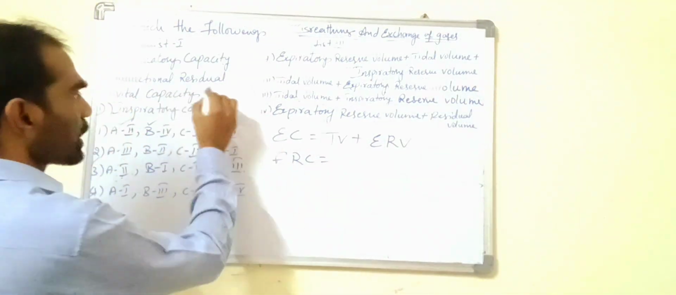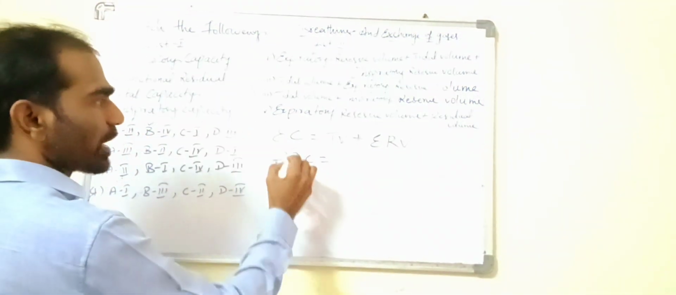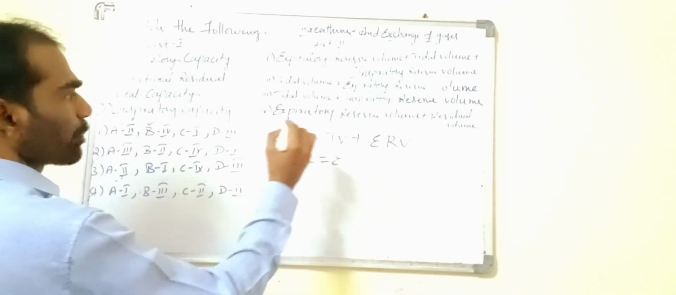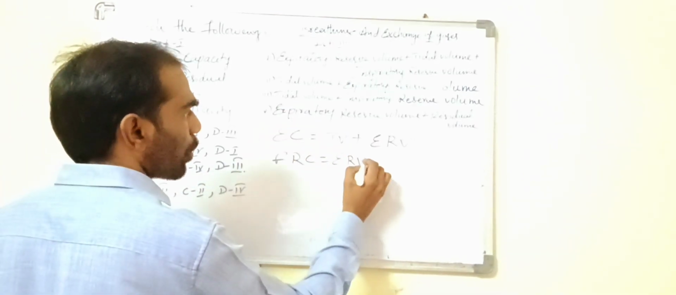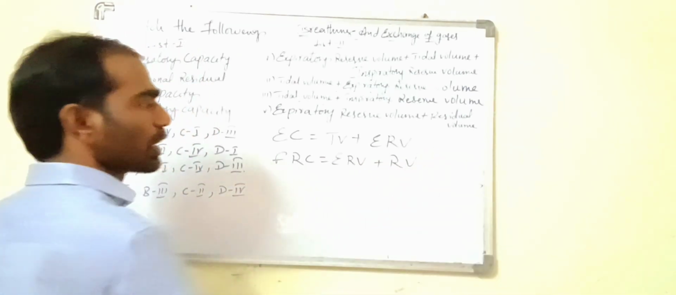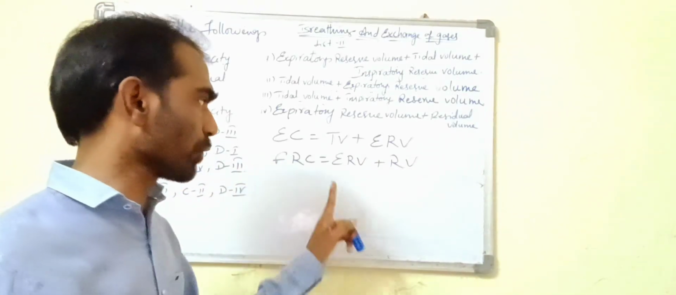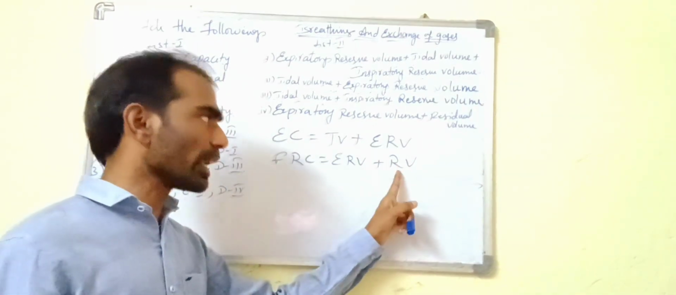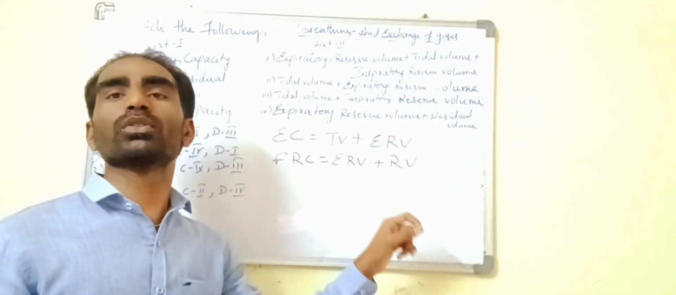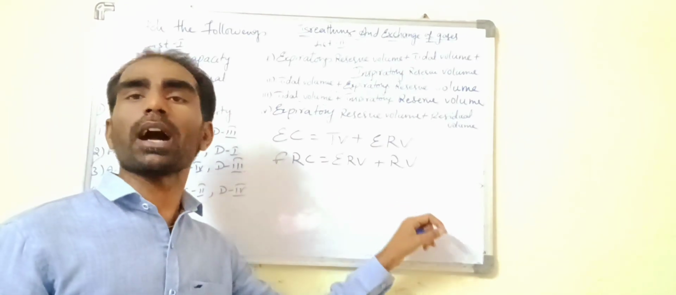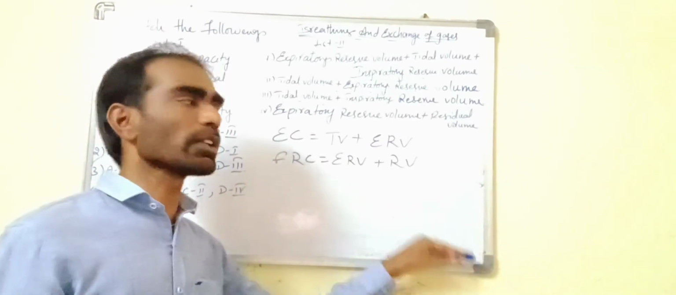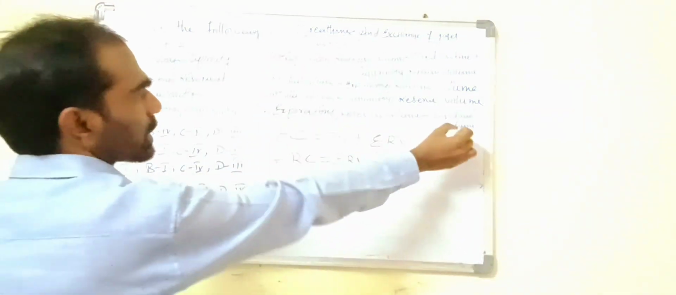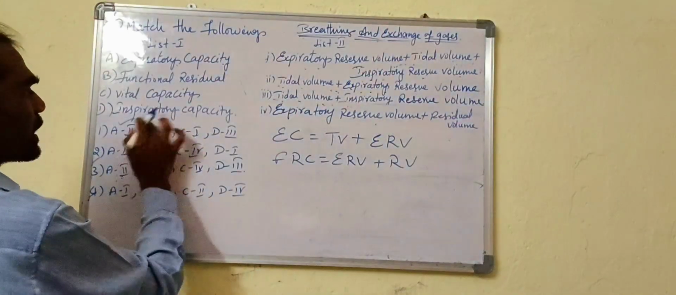Now functional residual capacity, what is it indicating? Expiratory reserve volume plus residual volume. Expiratory reserve volume is the forcible expiration. After that forcible expiration, the amount of air remaining in the lungs becomes your residual volume. So fourth is indicating that one. So option B is indicating fourth.